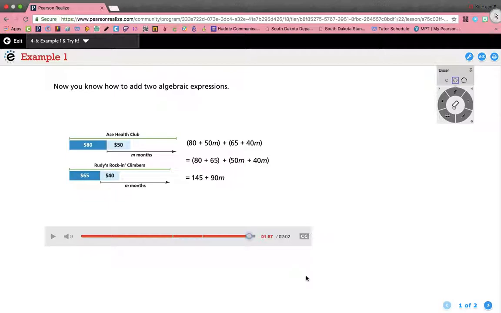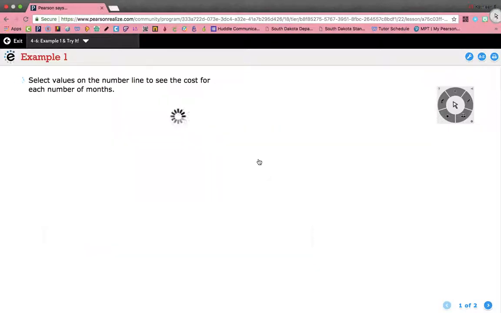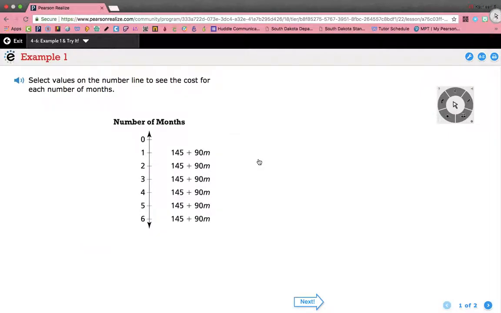Got to play through the video first. To add 2 algebraic expressions. Okay, this just shows you what we're doing when we know the number of months. And in the problem before, we didn't know how many months they were going to be signed up for, so that's why we used M. We use variables for things we don't know.